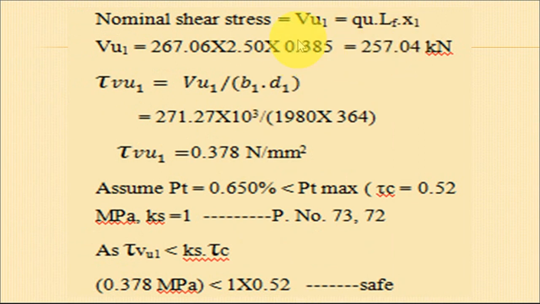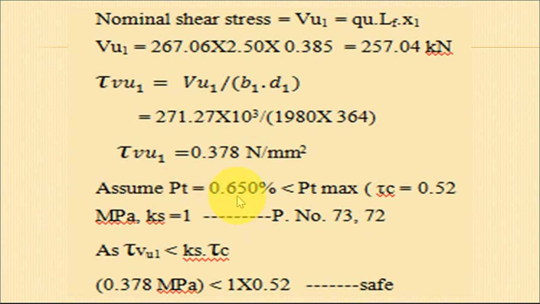Now the shear force Vu1 is equal to net upward pressure Qu multiplied by LF into x1. Then nominal shear stress tau v is equal to Vu1 divided by B1 into d1. B1 is known to you. d1 is calculated from similarity of triangles. We get tau v is equal to 0.378 Newton per mm square.